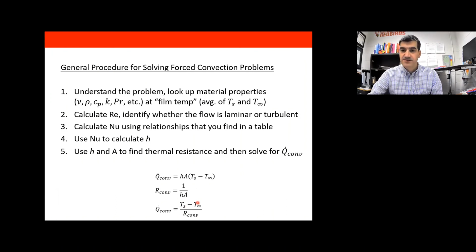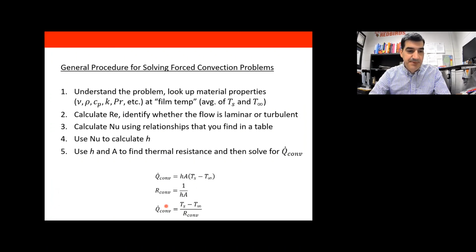And plug in your values here for temperature, and then you'll find your value of the rate of heat transfer via convection. All right, so that's how you do it. I just walked you step by step through number 1. What are the differences for number 2? Let's take a look at number 2.